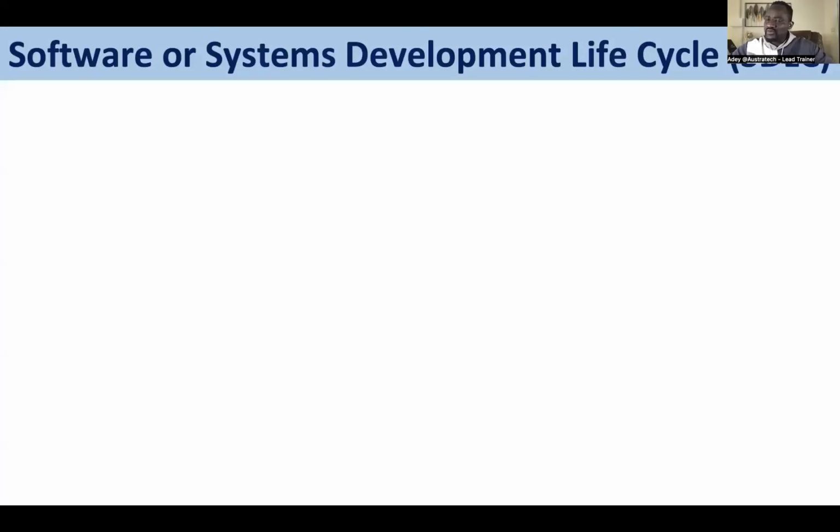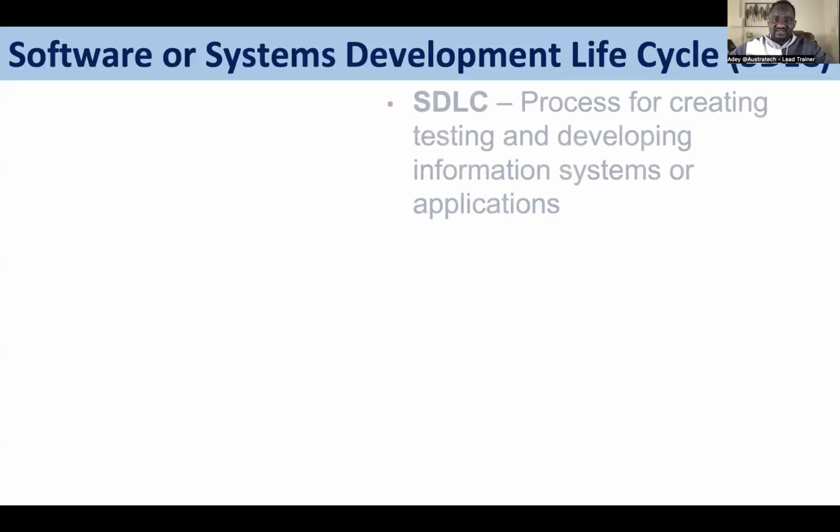Now I want to go to what we call the software or system development lifecycle. This is very, very important. So we have agreed our scope. We have embarked on this project. We now want to progress the delivery. In IT terms, the SDLC, which is called software or system development lifecycle or application development lifecycle, is a process for creating, testing, and developing information systems or applications.